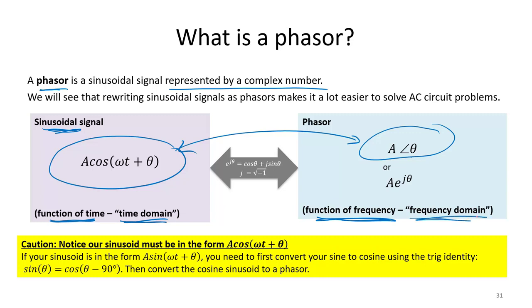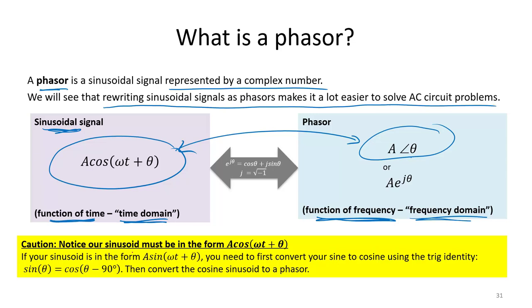And by converting between time domain and frequency domain, we can get out of solving those nasty differential equations and just solve a nice algebra problem instead. So we're going to see over the next few videos that rewriting sinusoidal signals as phasors makes it much easier for us to solve AC circuit problems.